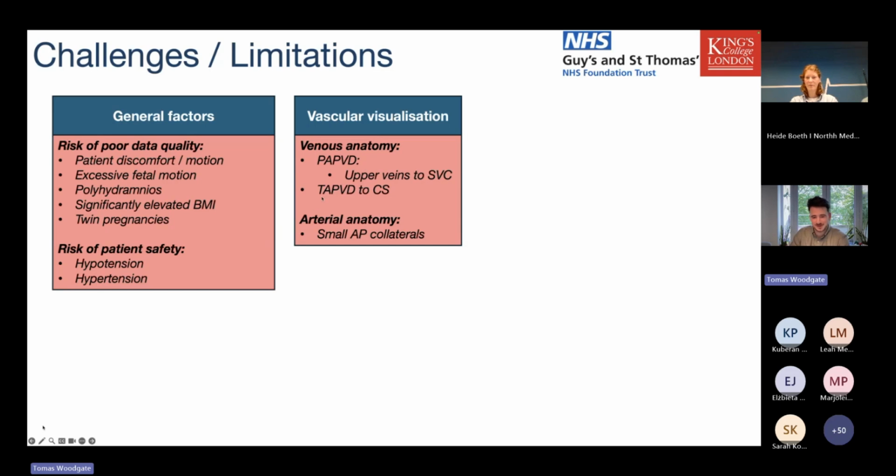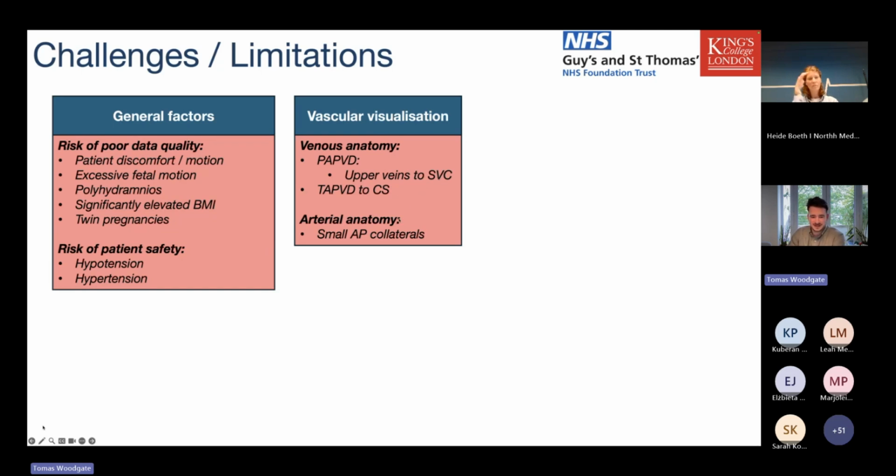And another thing, this was also shown in the last webinar, that was a case of TAPVD to the coronary sinus. We've had one case where they came to us with a known diagnosis of this, very clearly defined on the fetal echo imaging, but even though we knew it was there, it was very difficult to say with confidence that we could see it based on our own imaging. So I would echo the caution about this type of condition.